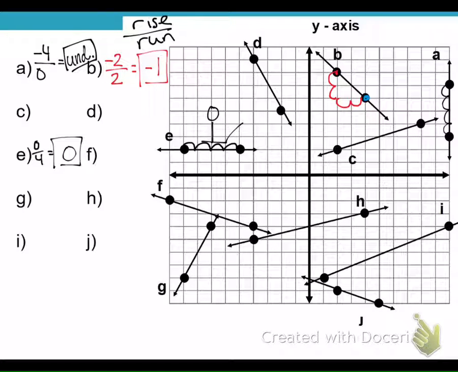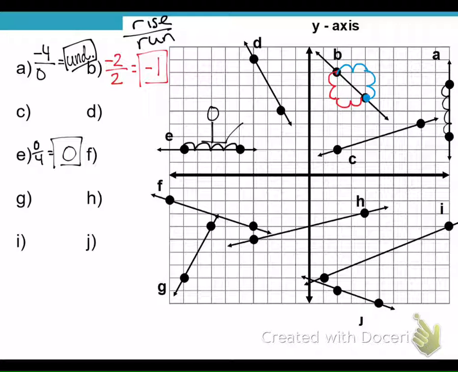Now, if you don't believe me, let's go the other way. If you start down here, you're rising 2. That's a +2. But then you have to go left. And left is a negative. Oh, look at the 4-leaf clover. So it doesn't matter which point you start at. You should still end up with a slope that's a -1 when you simplify. Okay? Let's find line C.